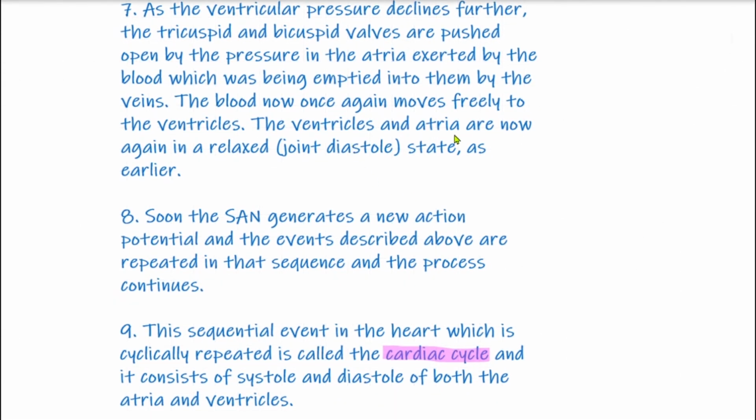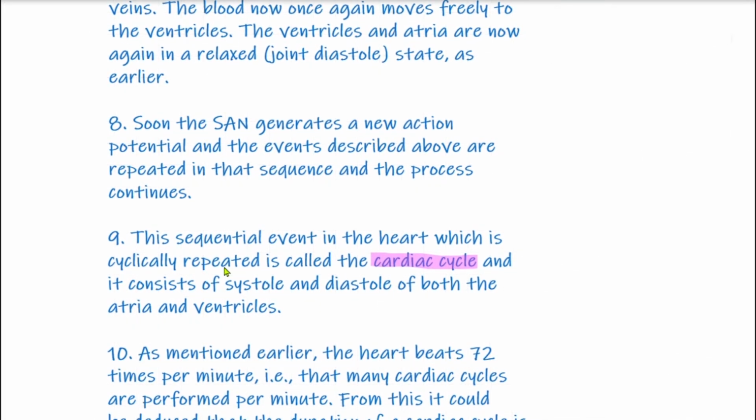The ventricles and atria are now again in relaxed state as earlier. Soon the SA node generates a new action potential and the events described above are repeated in that sequence and the process continues. So students, this sequential event in the heart, which is cyclically repeated, is called cardiac cycle.